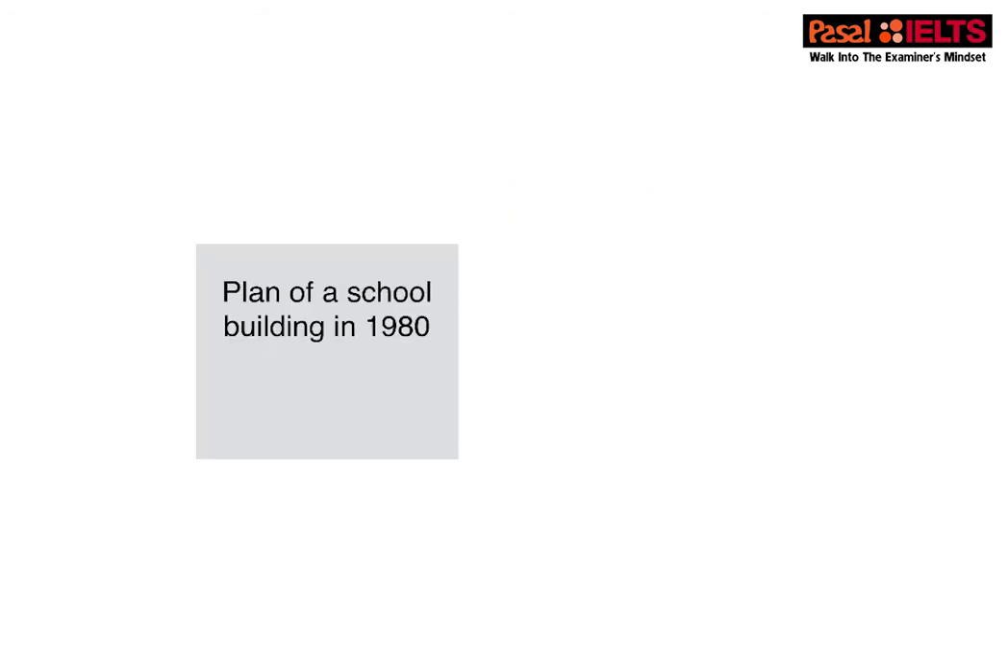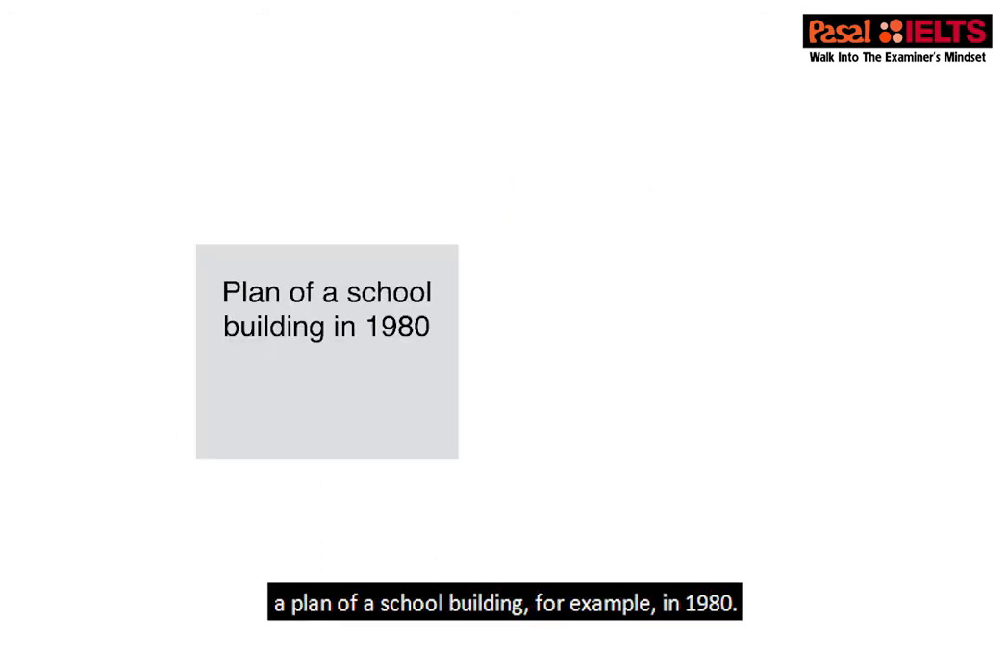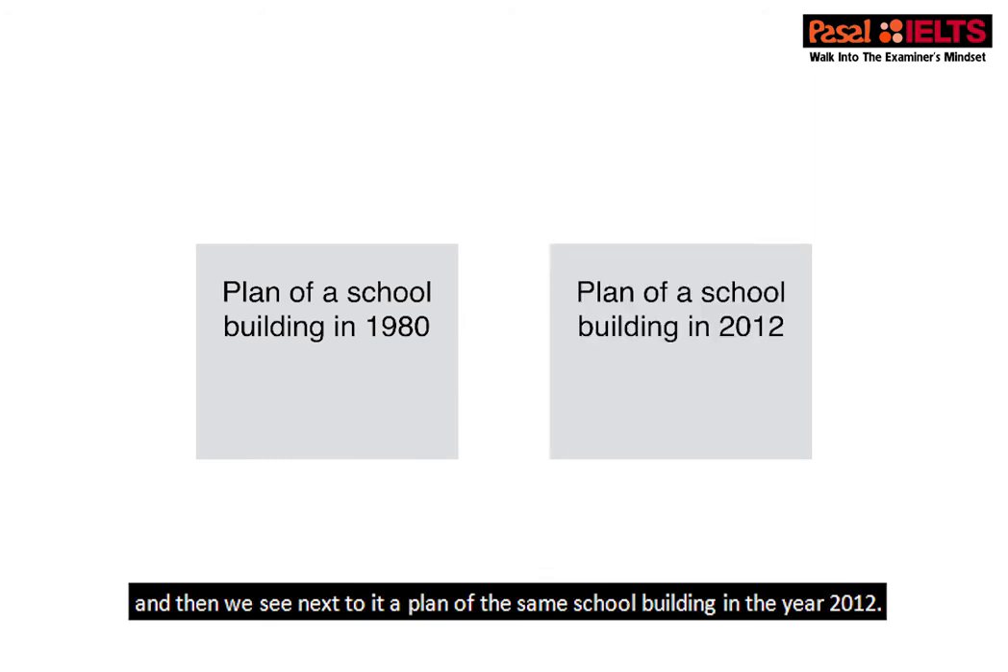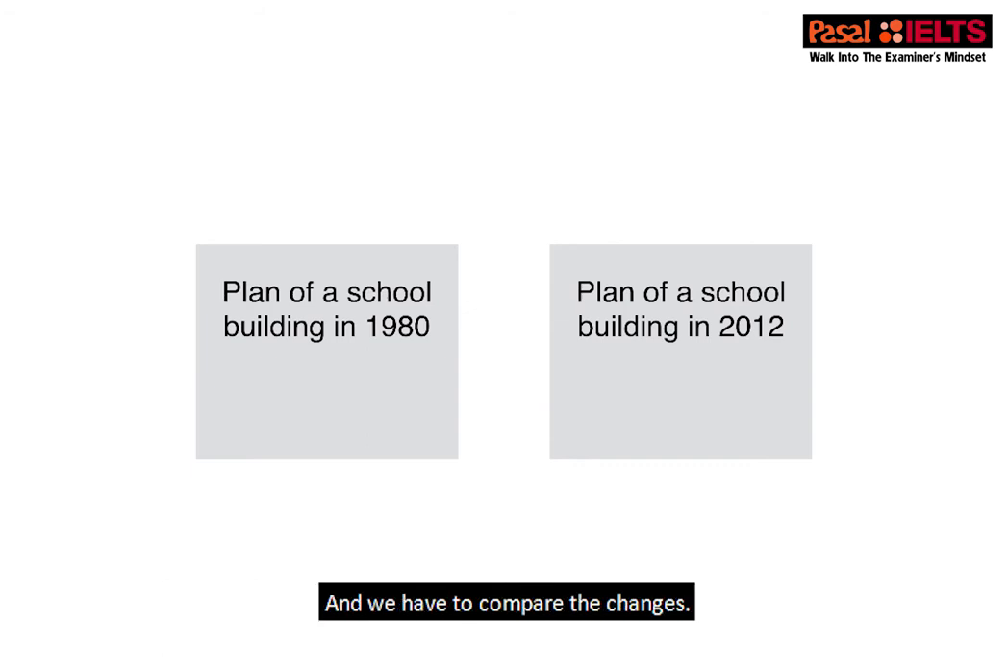We see a plan of a school building, for example, in 1980. This plan would show buildings, car parks, school fields, etc. And then we see next to it a plan of the same school building in the year 2012. And there's probably some changes from one building plan to the next, and we have to compare the changes.